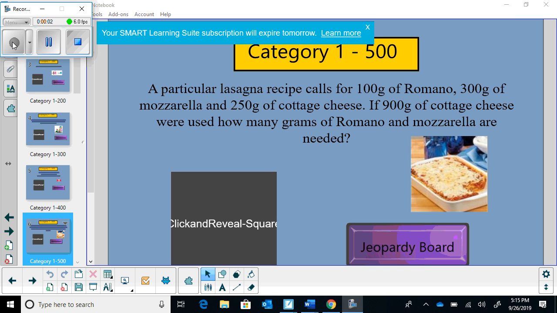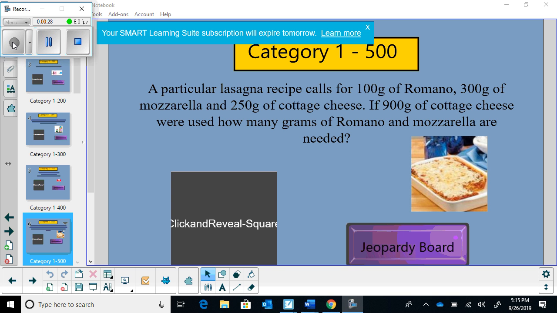All right, so during one of our Jeopardy games in class, most groups got a chance to try this particular question, right, which is from our ratio difficulty section. A particular lasagna recipe calls for 100 grams of Romano cheese, 300 grams of mozzarella cheese, and 250 grams of cottage cheese. If 900 grams of cottage cheese were used, how many grams of Romano and mozzarella are needed?